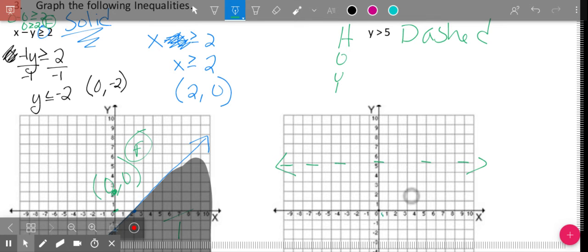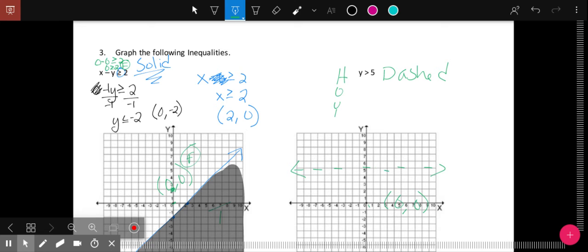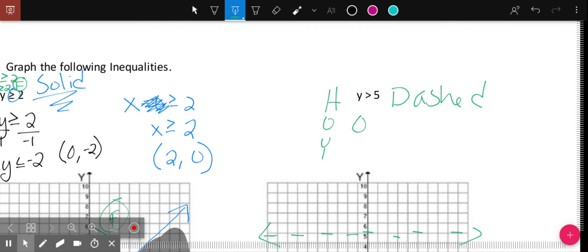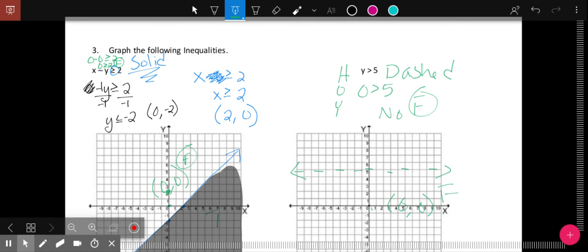Now, I still want to check 0, 0. Okay, so I'm going to plug in a 0 for my y, and I'll have 0 is greater than 5. Well, is that true? Nope. Okay, that's a big false. So since 0 is false, that means I'm going to shade everything above the line, which makes sense because I want all the y's that are greater than 5. Greater than would be above.